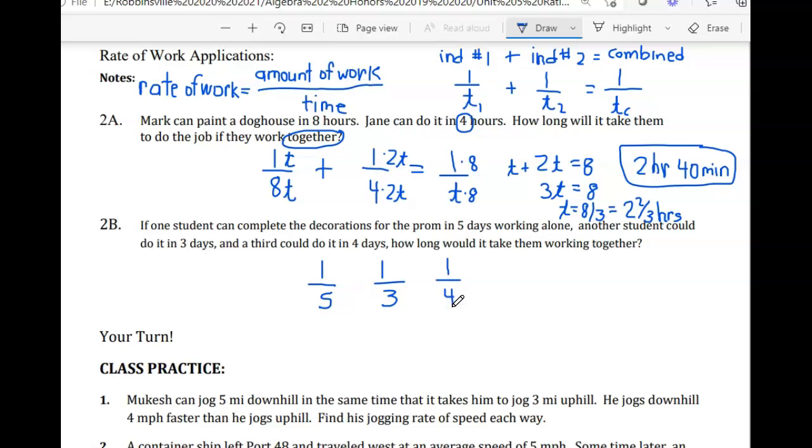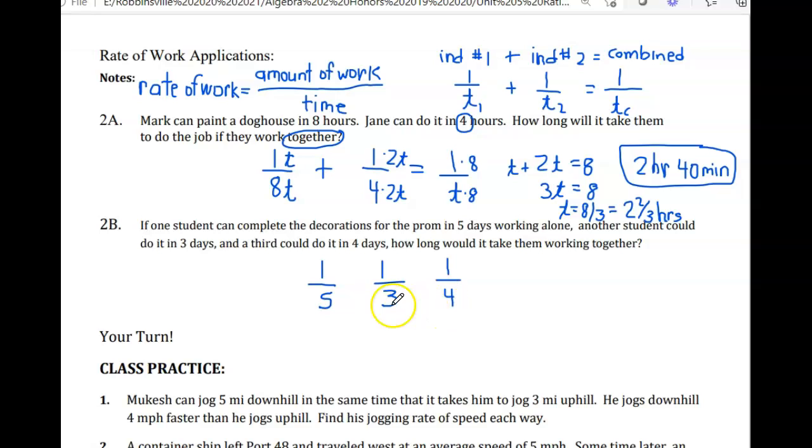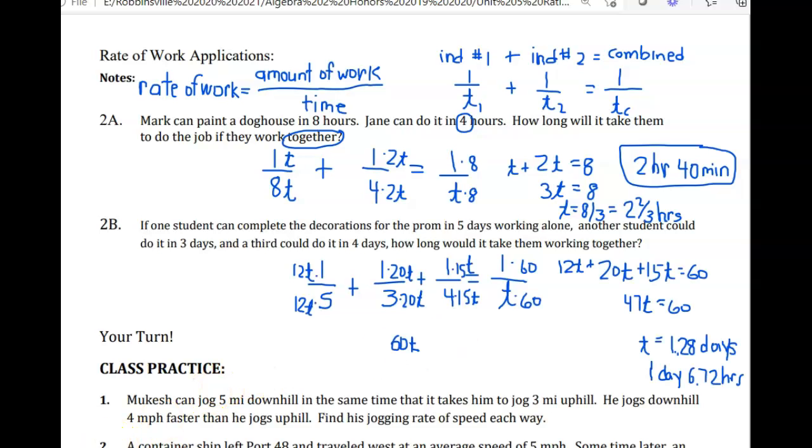And the question is, how long would it take them working together? So we're going to add all their rates of work together. And we're going to set that equal to the same one prom divided by what would the combined time t be. And again, it's 3 fractions, but a rational equation. Pause the video, solve, and then you'll check.